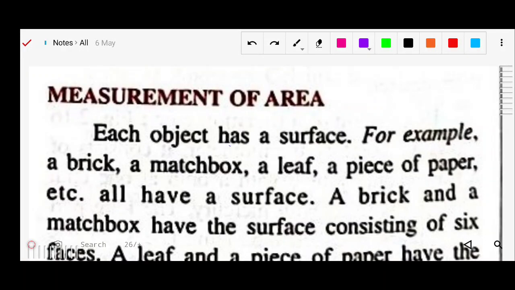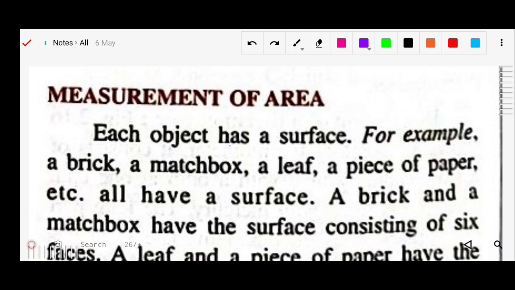Good morning, students. We will continue chapter 2, physical quantities and measurements. So already we have covered all the basic quantities like length, mass, time and temperature. Now the last topic of this chapter is measurement of area. So what is area? About that we'll see first.